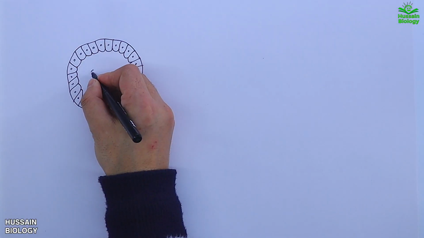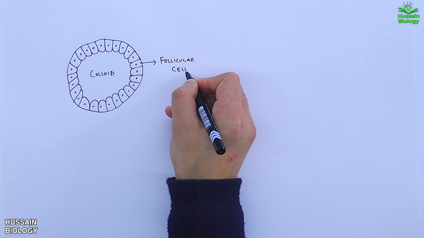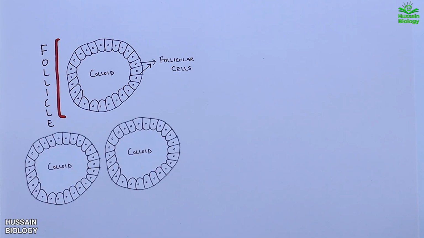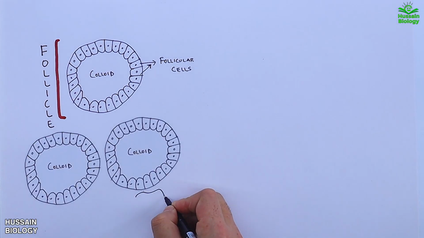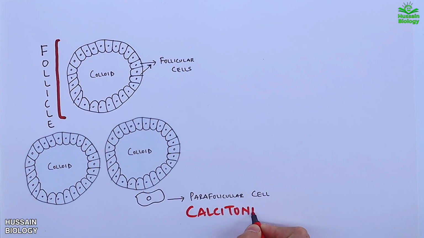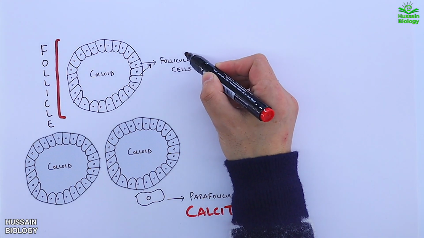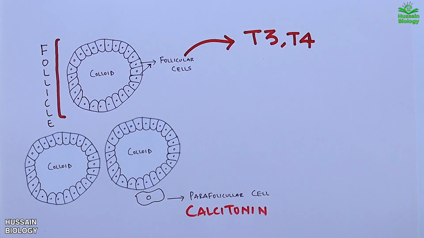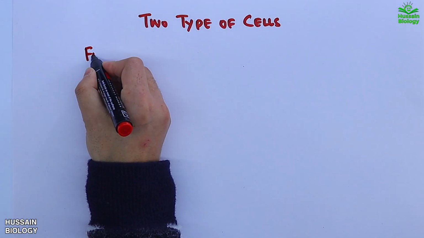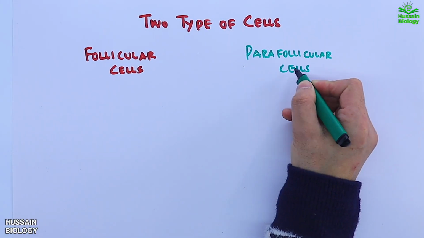Here we see in the diagram, this is the colloid in the center and it's surrounded by follicular epithelial cells or simply thyrocytes. This makes up the follicle. And there are a lot of follicles in the tissue. And on the side of follicles, we have the parafollicular cells shown in the diagram. They secrete the calcitonin hormone, whereas follicular cells secrete T3 and T4 hormones. So we have two types of cells in this gland, follicular cells and parafollicular cells.